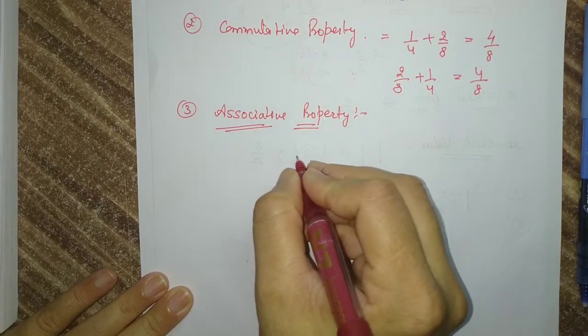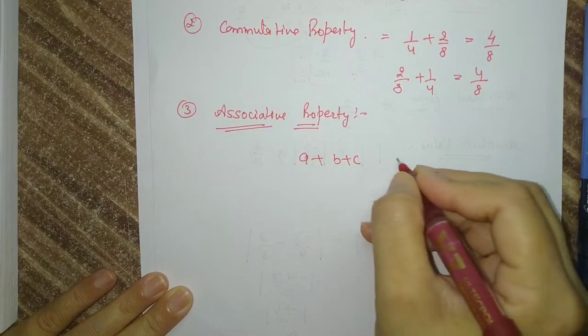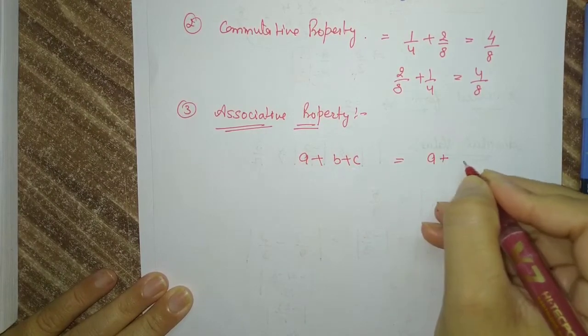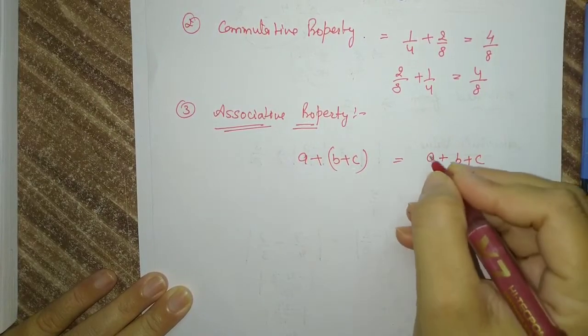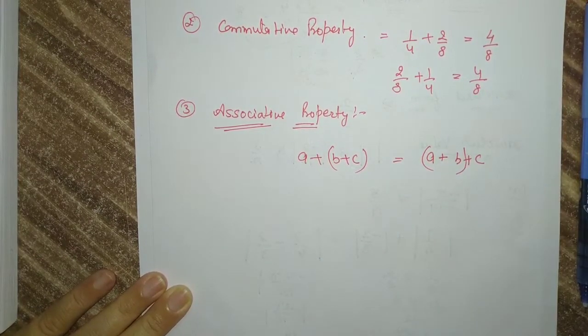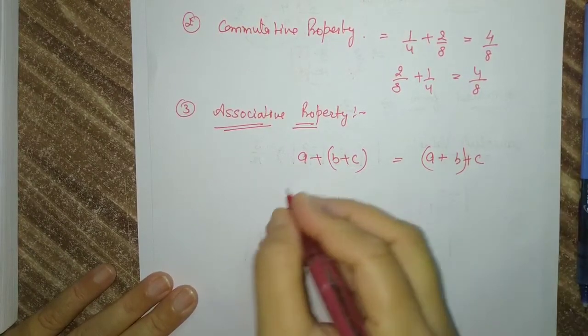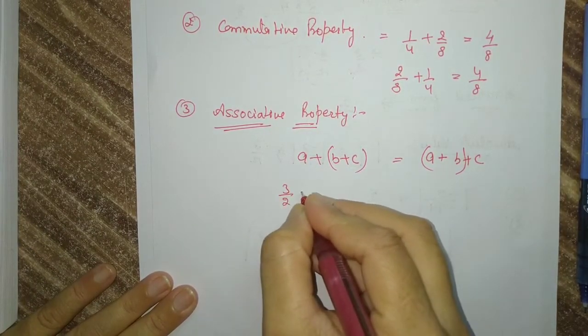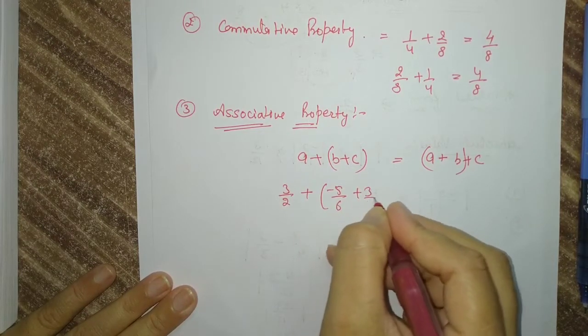For example, we have three numbers, A plus B plus C. And then again A plus B plus C. First I make the group of B and C, and then I change the group, I make the group of A and B, and in both cases we get the same answer. Let's take one example, 5 by 6 and 3 by 5.